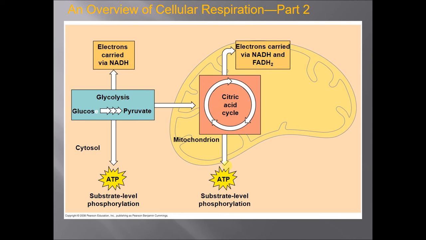So the overview. We're going to go through glycolysis first. Glucose gets converted to pyruvate. We have some ATP that comes out through substrate level phosphorylation. Then we go on to the citric acid cycle.